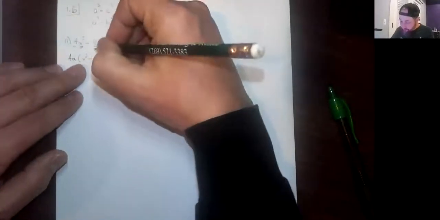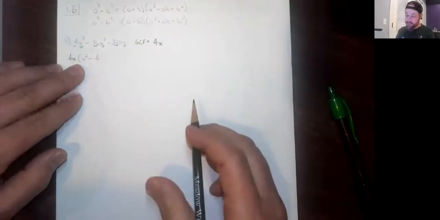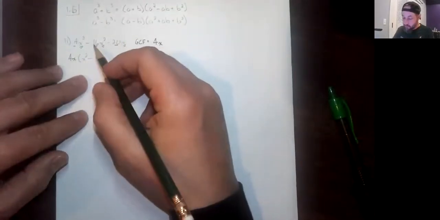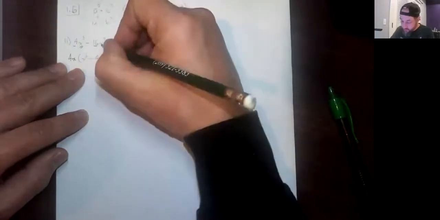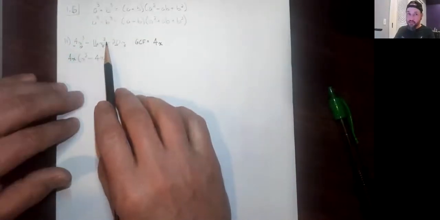All right, so I took that. Then 16 divided by 4, 4 divides into 16 4 times. And then I had x squared, I pulled 1x out.